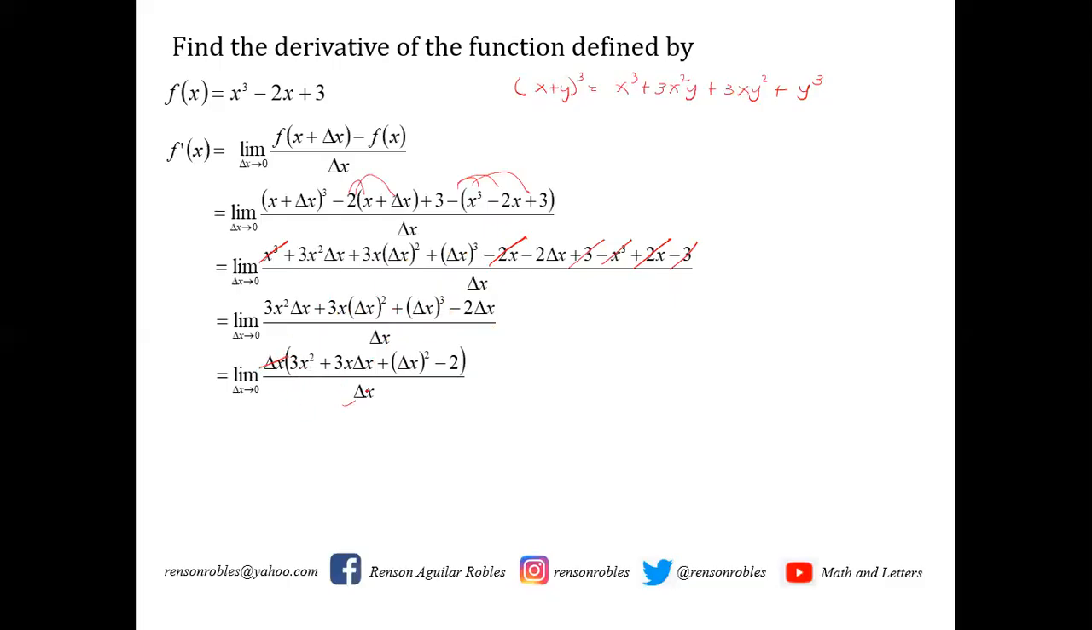Okay, so you can now cancel this out, and then what is left is the limit of 3x squared plus 3x delta x plus delta x squared minus 2. Since there's no more delta x in the denominator, you can now replace delta x by 0 by theorems on limits. So we shall now have 3x squared plus 3x times 0 plus 0 squared minus 2, and that gives us 3x squared minus 2. Which means the derivative of this function, by definition of derivative, is equal to 3x squared minus 2.